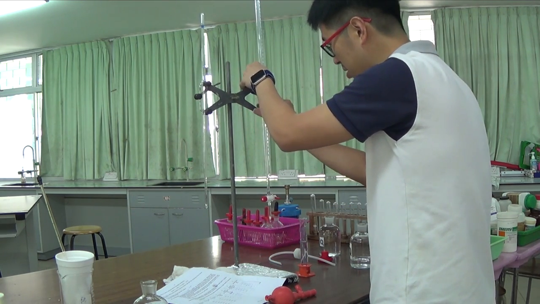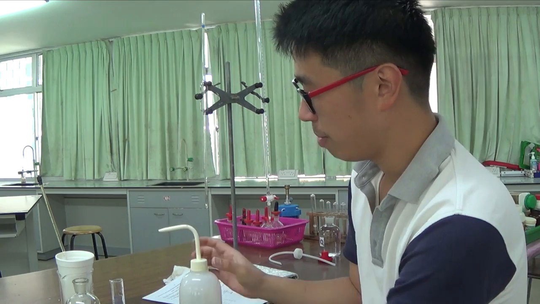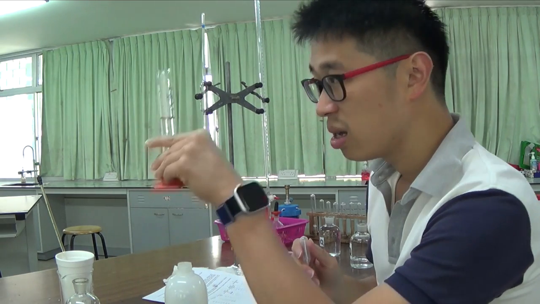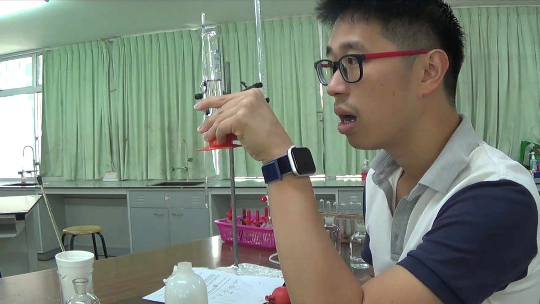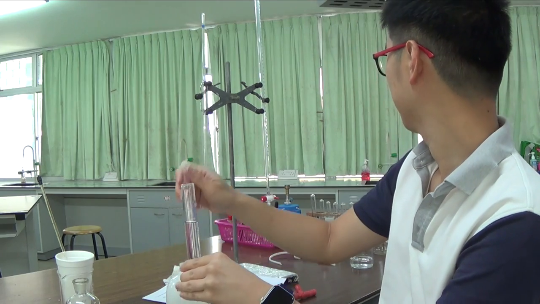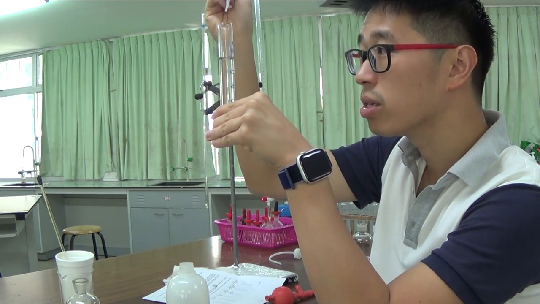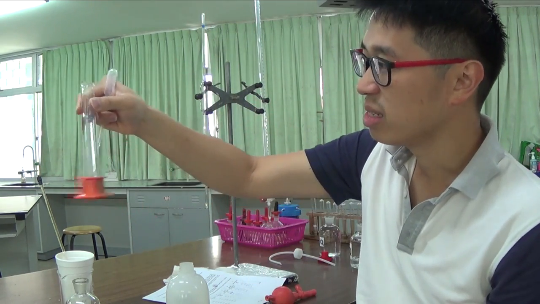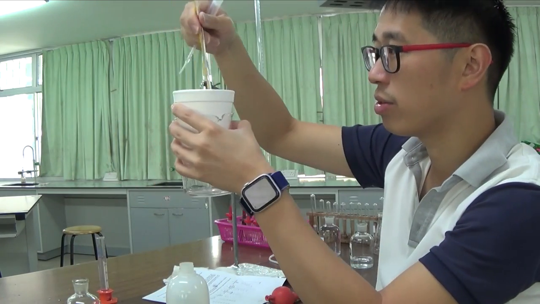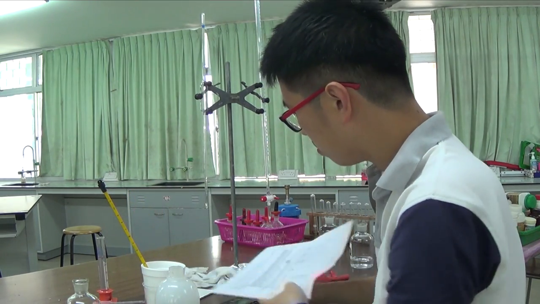Try to make sure, because this thing is not very tight anymore. I don't want to break my burette, okay? Don't forget, some students will actually forget to make it up to the 25.00. Okay. And then I just add water. I should really be doing this on the bench, but anyway, the idea is to make it up to 25 mL and read my initial temperature. Don't forget to read the initial temperature, so that's 22.0 again.